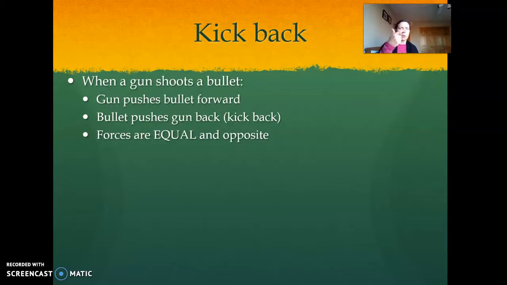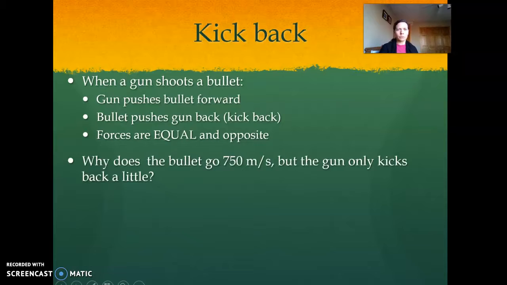So the gun is pushing the bullet forward, the bullet is pushing the gun back. That kickback is happening at the exact same time. Those forces are equal. It's the exact same amount of force on the bullet as it is on the gun. So then the question is, how come the bullet goes 750 meters per second, but the gun only kicks back a little? And even if it's a big kickback, it's still not 750 meters per second, right? It's still not lethal. So how come they're going such different speeds?